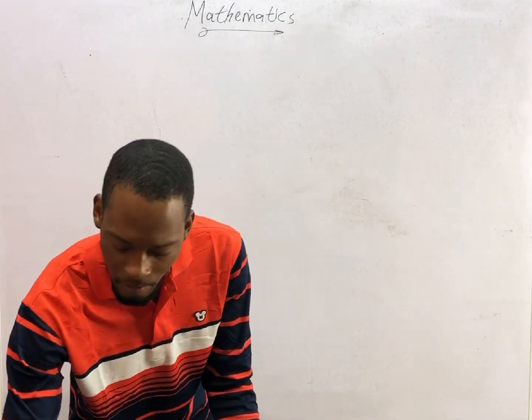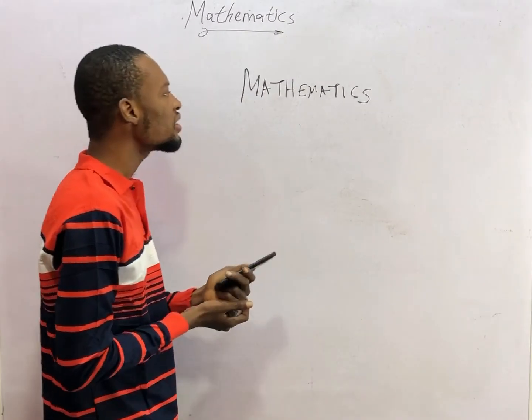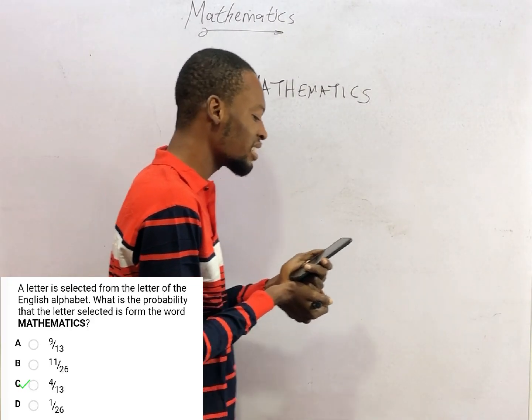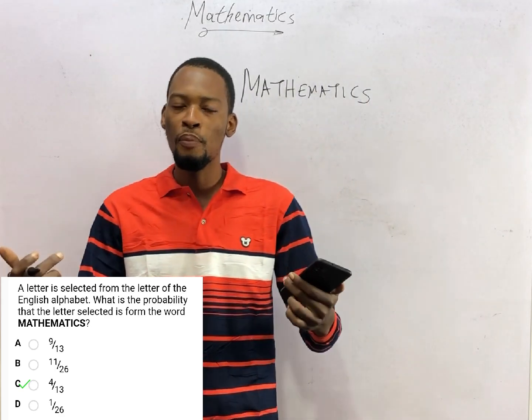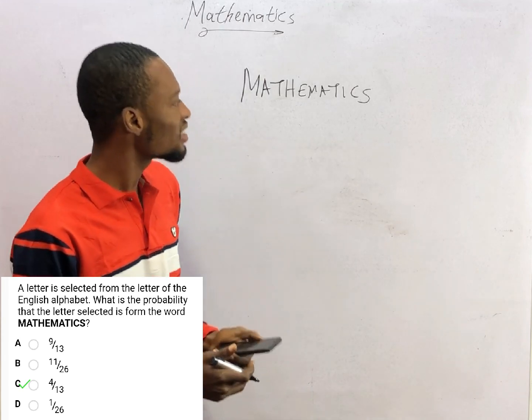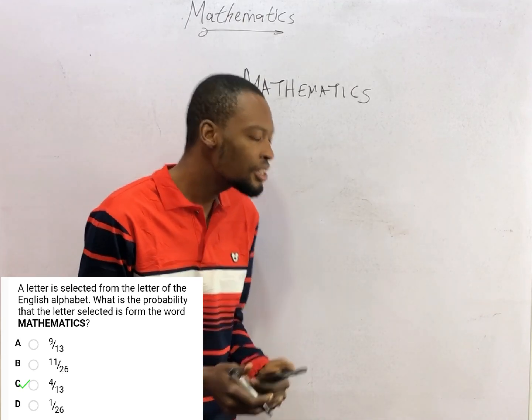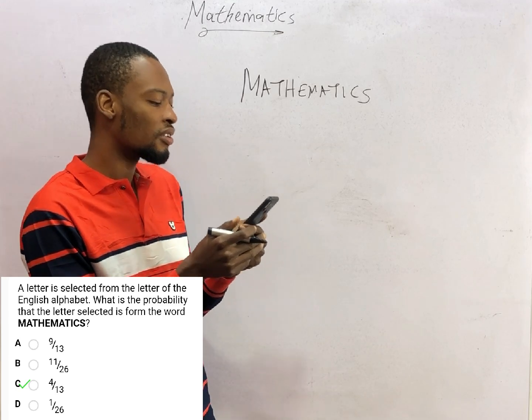So let us begin. I have the questions here. A letter is selected from the English alphabet. What is the probability? Probability means possibility, chance. So what is the chance that the letter selected is formed from the word mathematics?